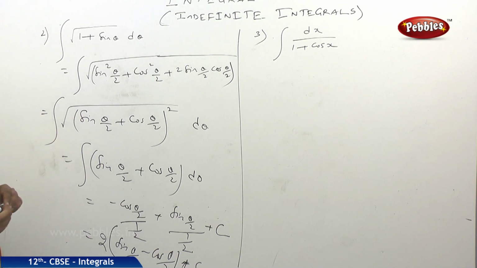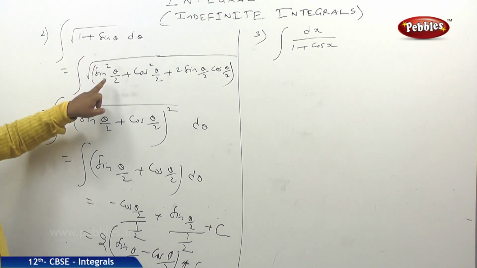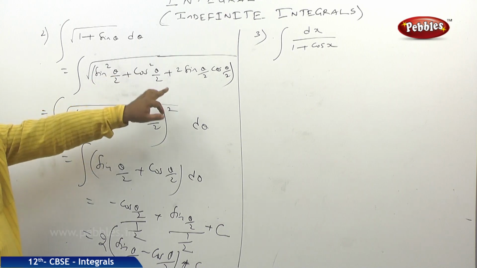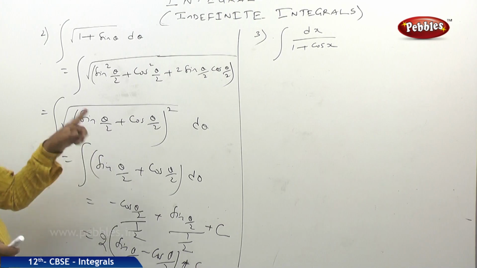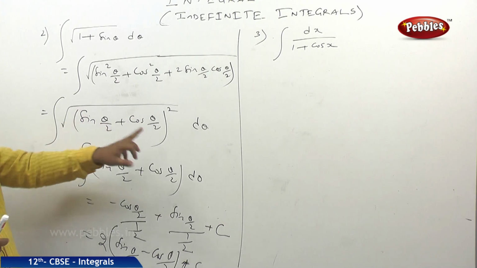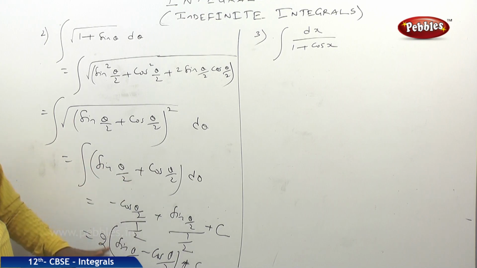I think it is clear to you. Integral of under root of 1 plus sin theta d theta: one can be written as sin square theta by 2 plus cos square theta by 2 plus 2 sin theta by 2 cos theta by 2. So it is looking like the (a plus b) whole square formula. Root and square will cancel. So sin theta by 2 plus cos theta by 2. So we got the final output.